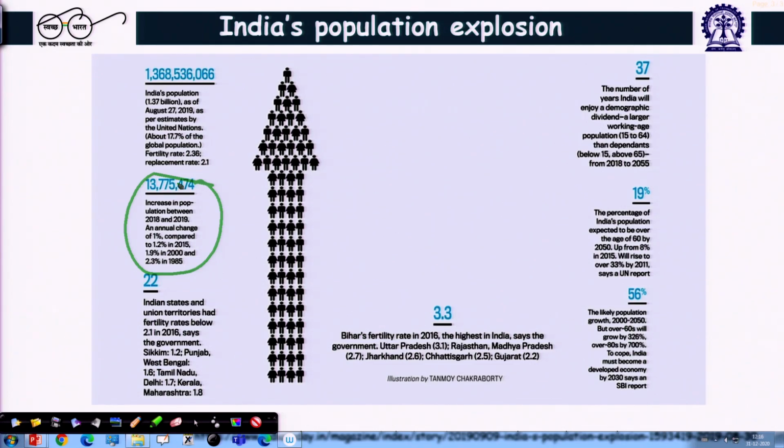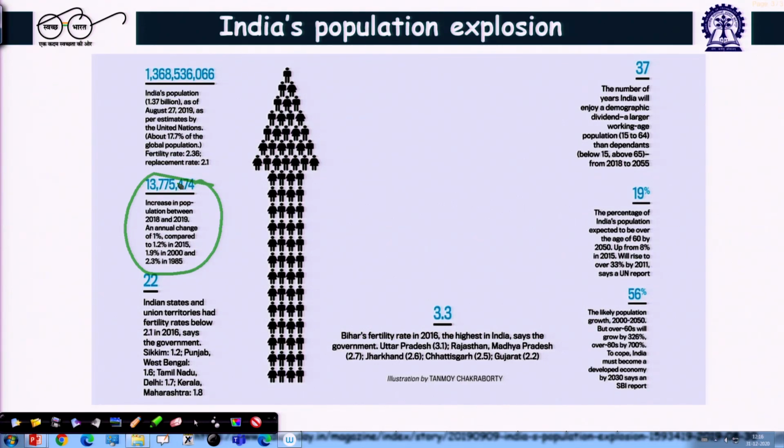So, since the base is high, even the actual number is higher, but percentage-wise we are going down. India's population is 1.37 billion as of August 27, 2019, which is slightly more than a year ago as per the UN estimates. Which is around 17.7% of the global population. So if you take 100 people in the globe, 18 are Indian. So we have 18 Indians in 100.